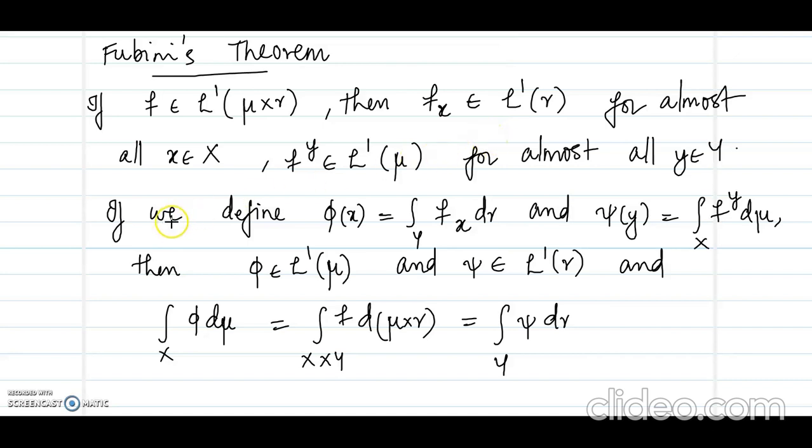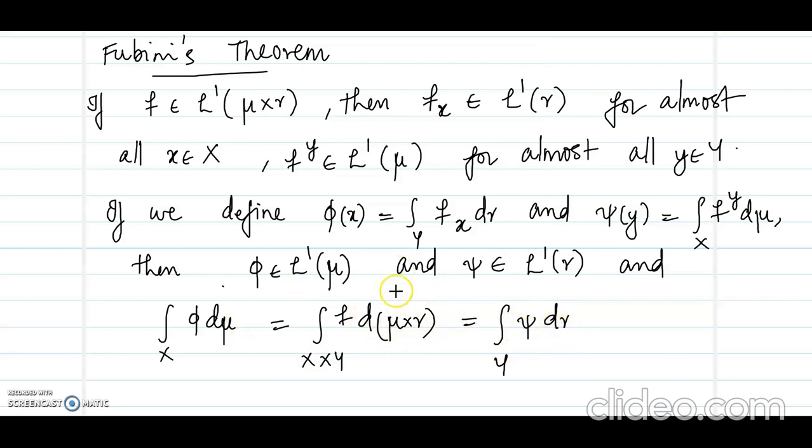almost everywhere. And then again, if we define phi of x to be integral f_x dr and psi of y to be integral f^y d mu, then we can actually show that phi is integrable with respect to mu and psi is integrable with respect to r, and both phi and psi are measurable, and they will be integrable with respect to these measures, and integral phi d mu will be equal to integral f d(mu cross r), and that will be equal to integral psi dr.